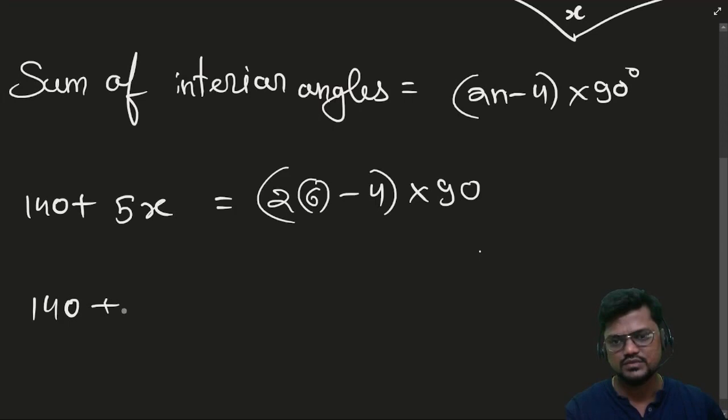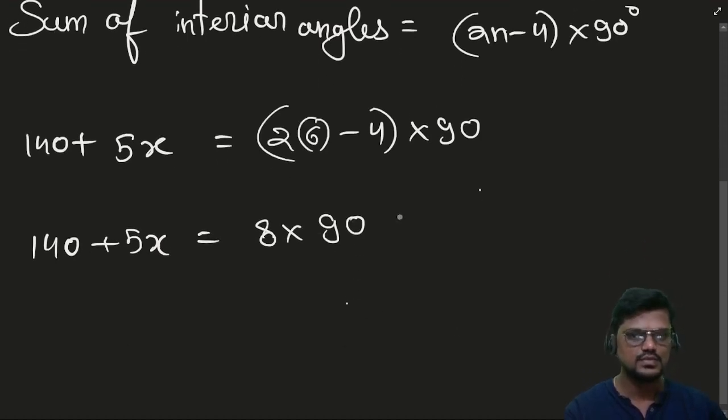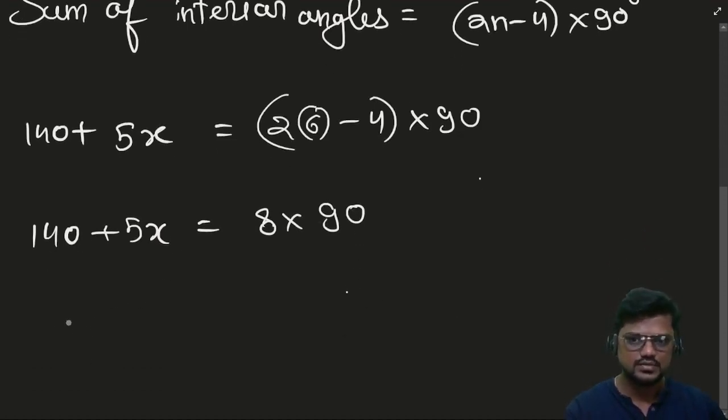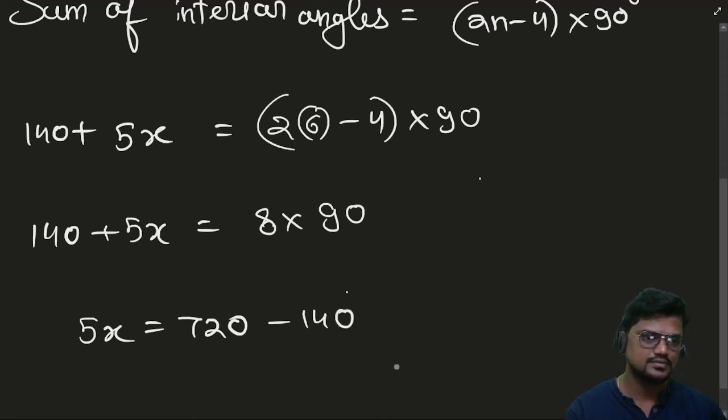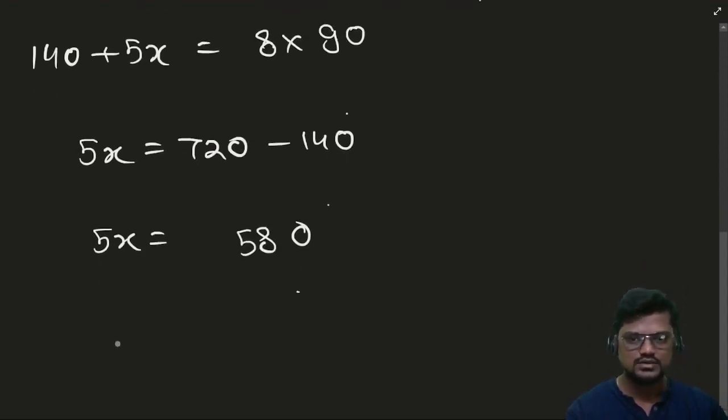Okay, 140 plus 5x as it is. This is 12 minus 4, that is 8 into 90. After that, this 5x it will be. And 8 into 90, that is 720. This 140 will come on this side, minus 140. 5x equals 580. Then x will be equal to 580 divided by 5.